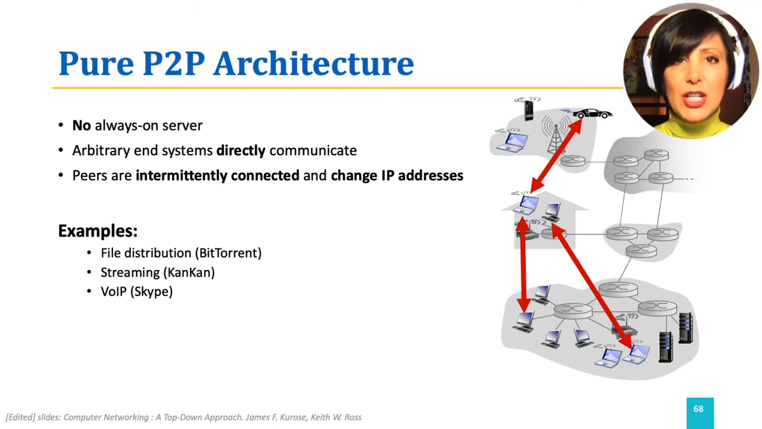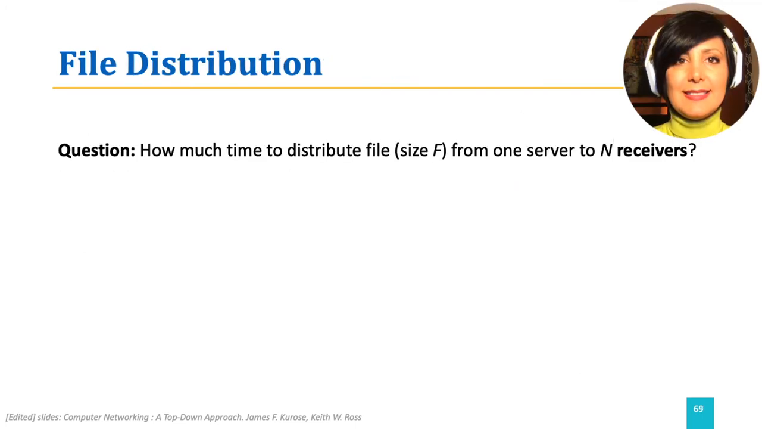In peer-to-peer architecture, there are no always-on servers, and two end systems can communicate with each other directly. The end systems, called peers, are intermittently connected and change IP addresses. Skype, which is a famous video conference tool, BitTorrent for file distribution, and streaming applications are examples of peer-to-peer network applications. To start our discussions, let's do a comparison analysis on file distribution in client-server and peer-to-peer architectures.